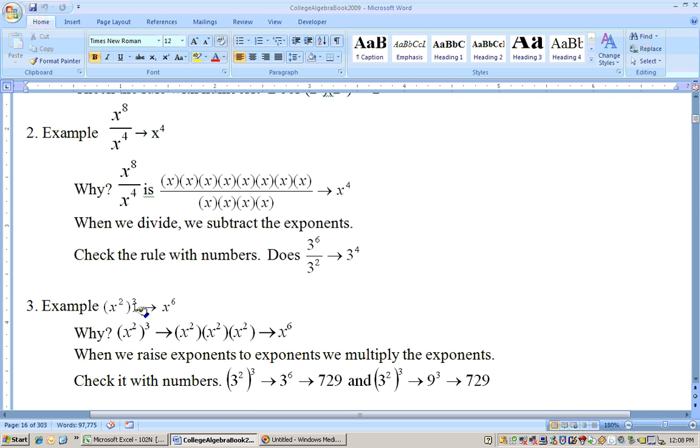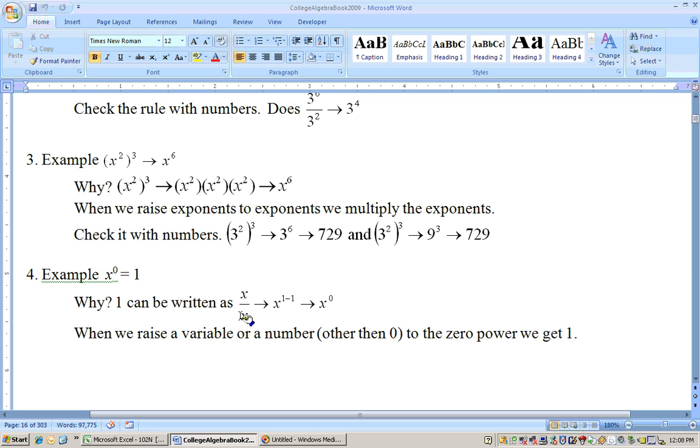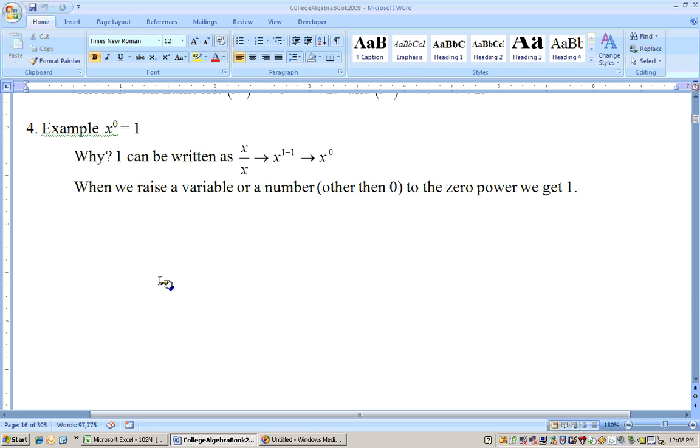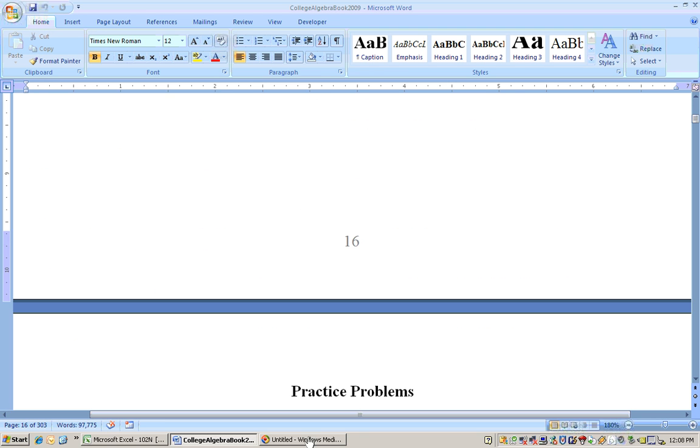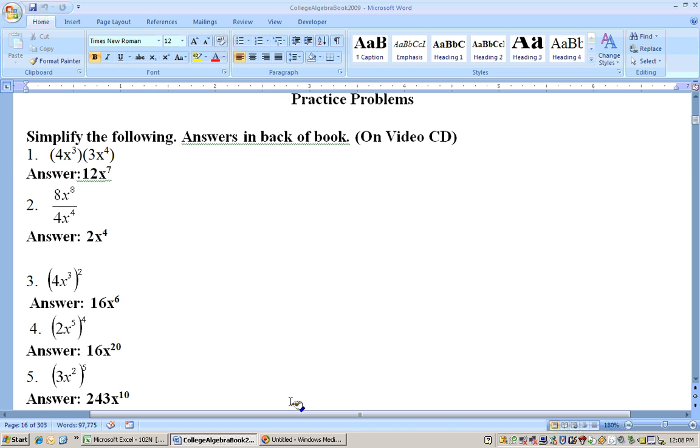When you have exponents raised to exponents, you multiply. 2 times 3 is 6. And this gives the reasons throughout the text. And also, anything to the 0 power is 1. So let's do a couple problems involving these. Here's a couple little ones.